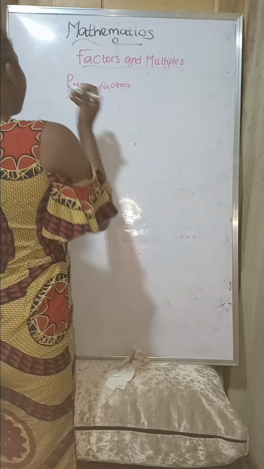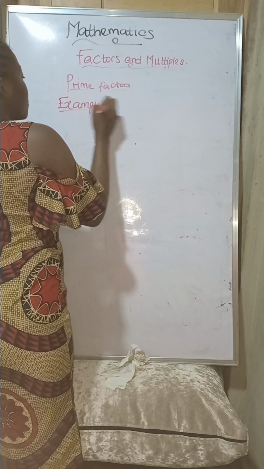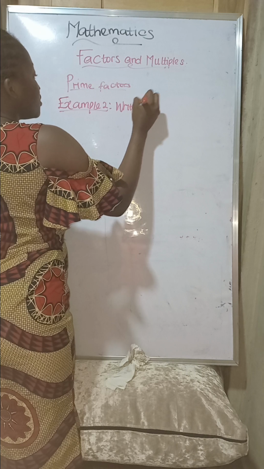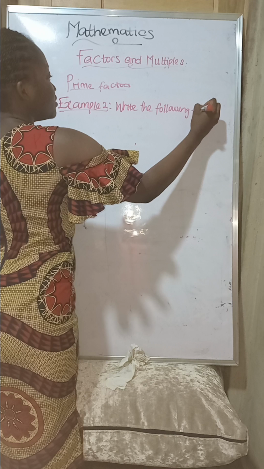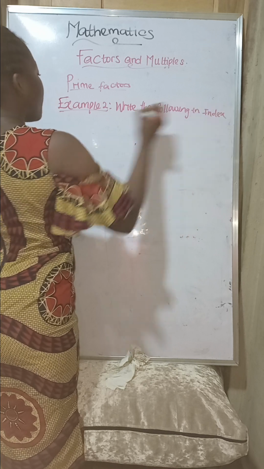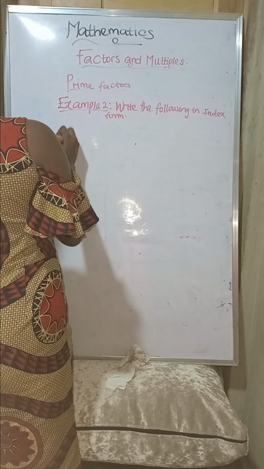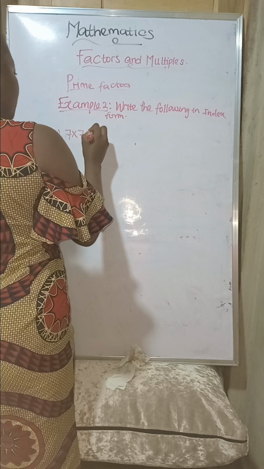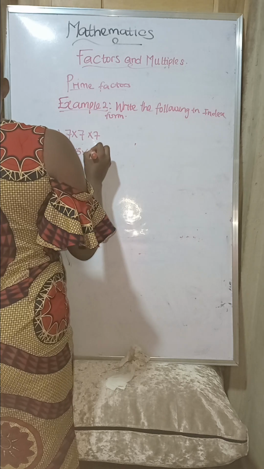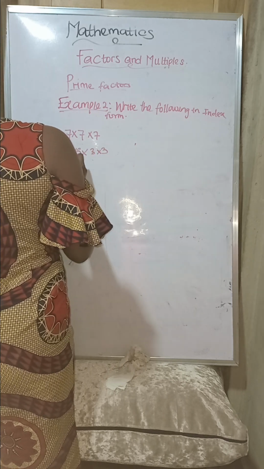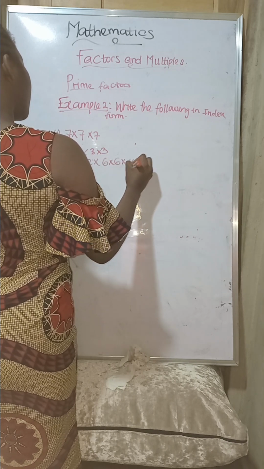So let me give another example. Example 2: Write the following in index form. Number 1 is 7 times 7 times 7. Number 2 is 3 times 2 times 2 times 2. Number 3 is 2 times 2 times 6 times 6 times 4.